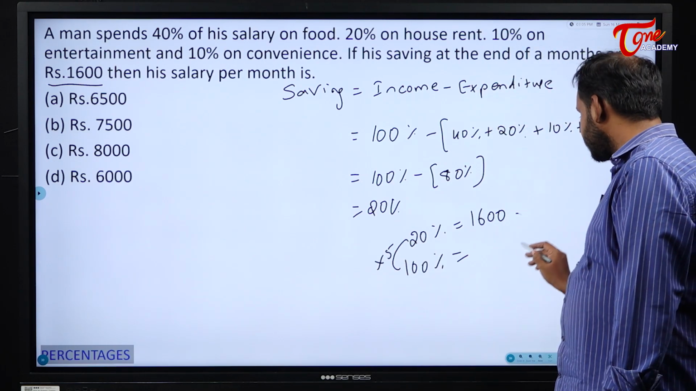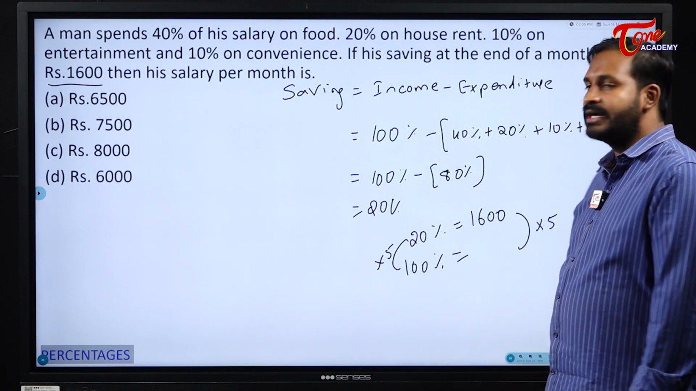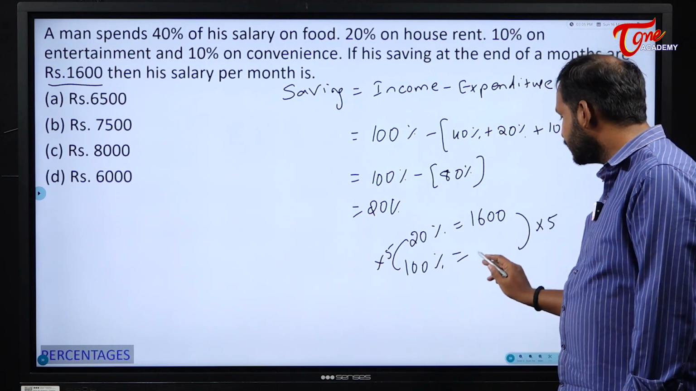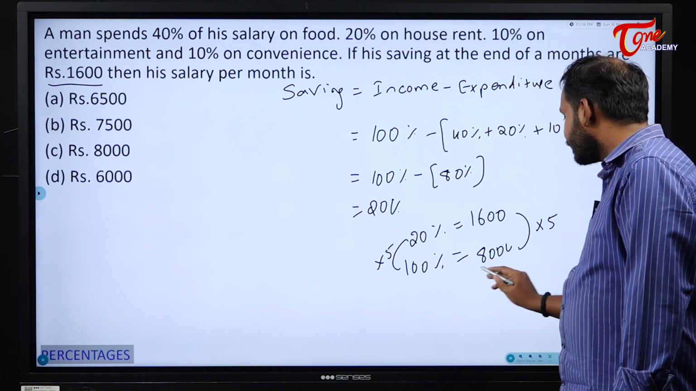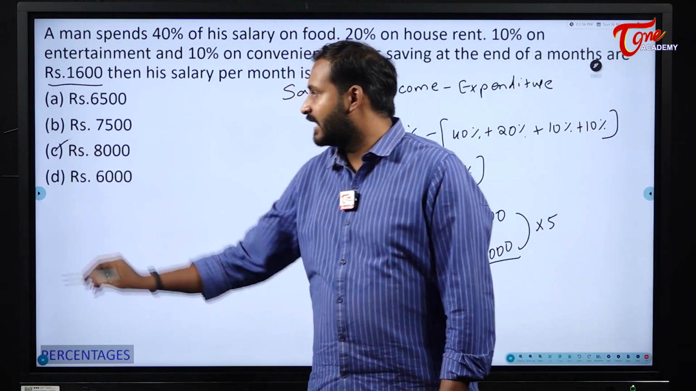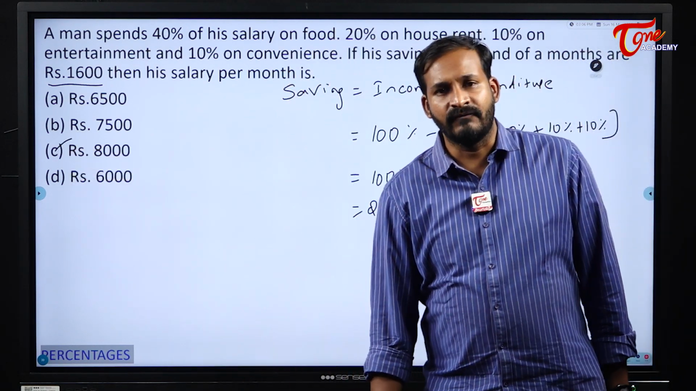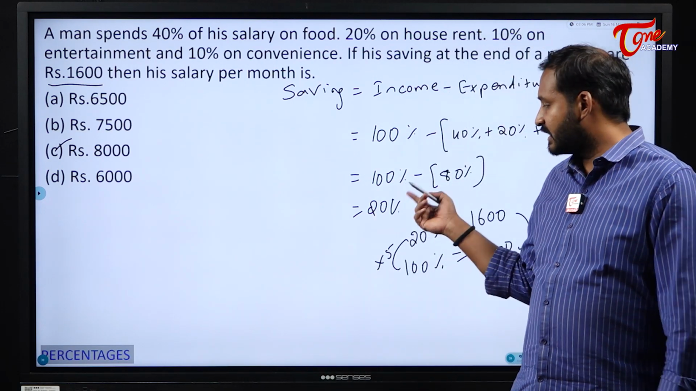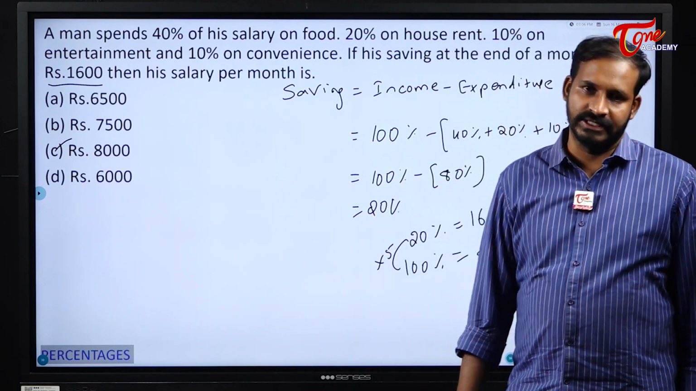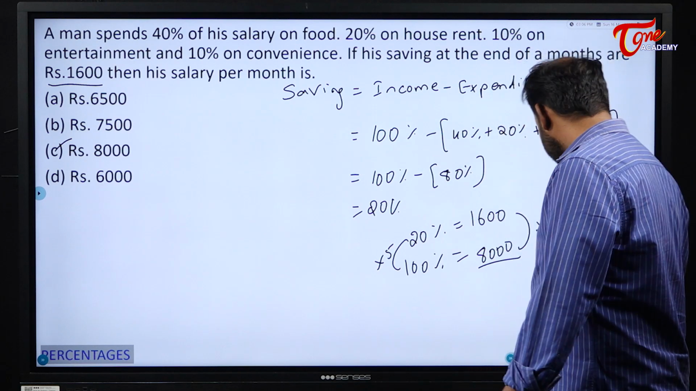So, simply apply the same concept here. 1600 into 5. You will get here 8000. So, his monthly income is 8000 and after removing his expenditures, his savings are equal to 1600 rupees here. Okay, good. Next, we will see our next problem.